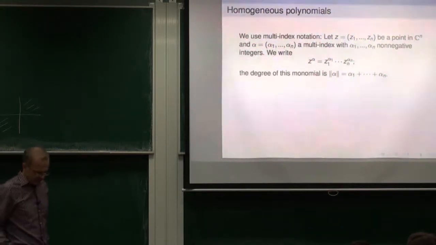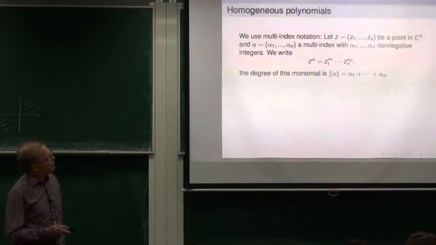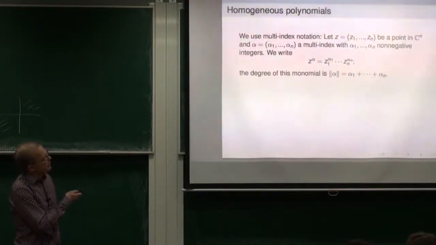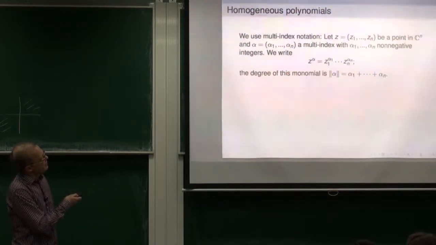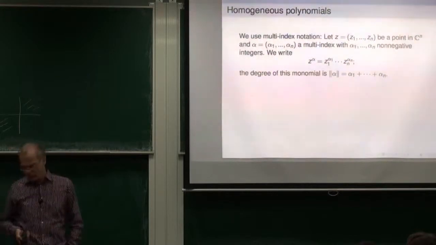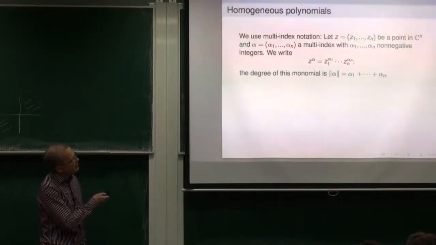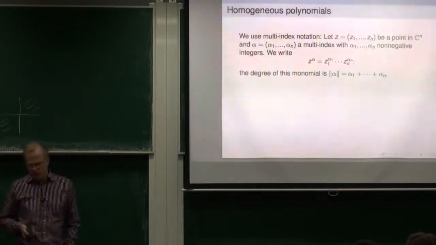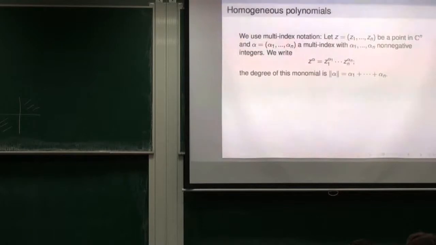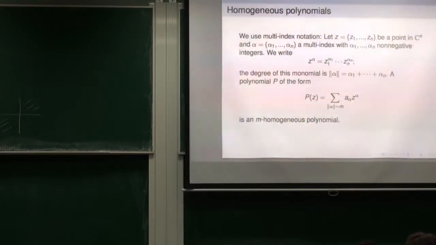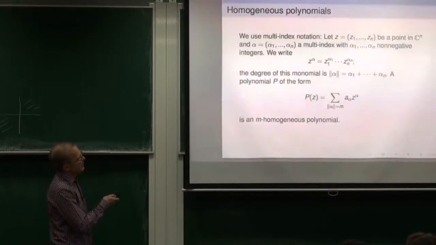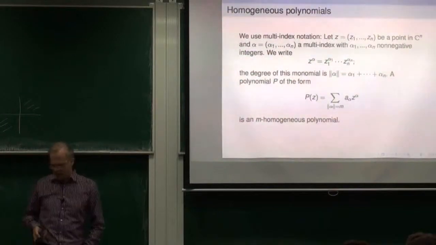Okay, so I will now talk about homogeneous polynomials. I use standard notation here. I introduce multi-indices, and z to the alpha means z1 to the alpha 1, and so on. And the degree of the monomial I declare to be this number, the sum of the entries of the multi-index. So a homogeneous polynomial is a polynomial of this form. It's an M-homogeneous polynomial. The degree is M.